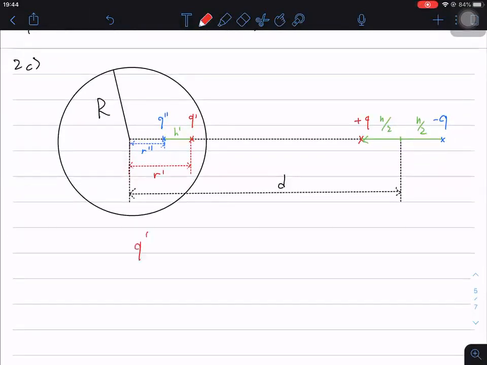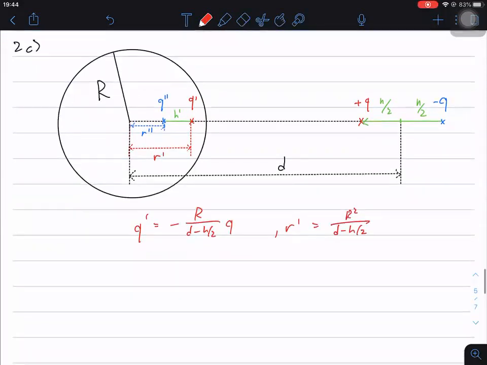So let me write it down first. Q prime is equal to R over D minus H over 2, times Q, because for plus Q, the distance between plus Q and the center of the sphere is D minus H over 2. And the corresponding distance of the image charge is R squared over D minus H over 2. And for Q prime prime, we have a similar form, but this time it is D plus H over 2, again D plus H over 2.